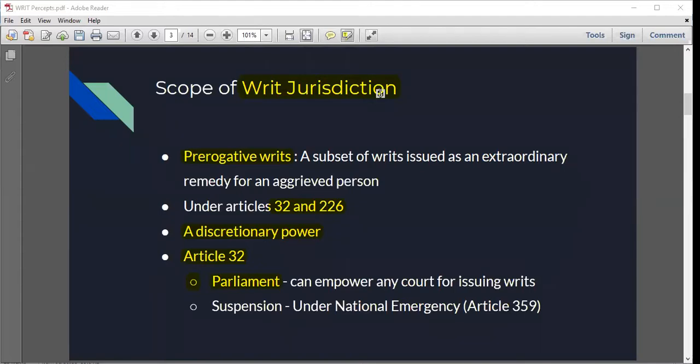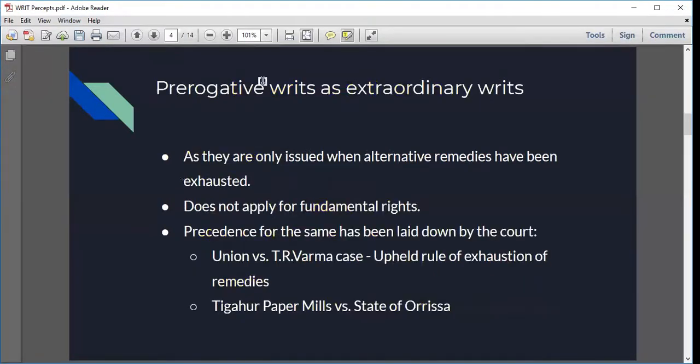Now let's move to the other aspect. The other aspect is suspension. So when can writ jurisdiction be suspended? Writ jurisdiction can be suspended only in one case, when you have a national emergency in place. Now, a national emergency can be declared by the President of India. This provision is under Article 359. I'm just giving you an outline. We will talk about all of these in detail in subsequent classes.